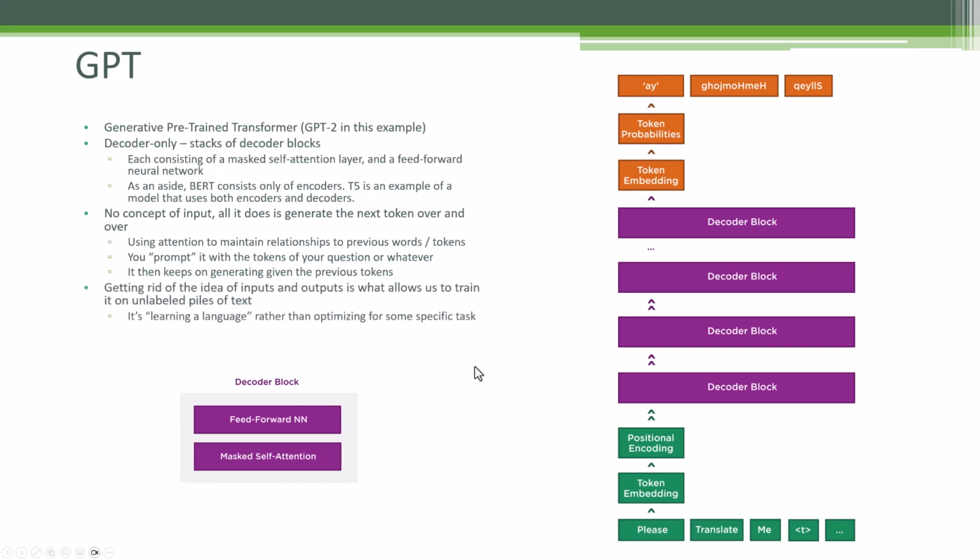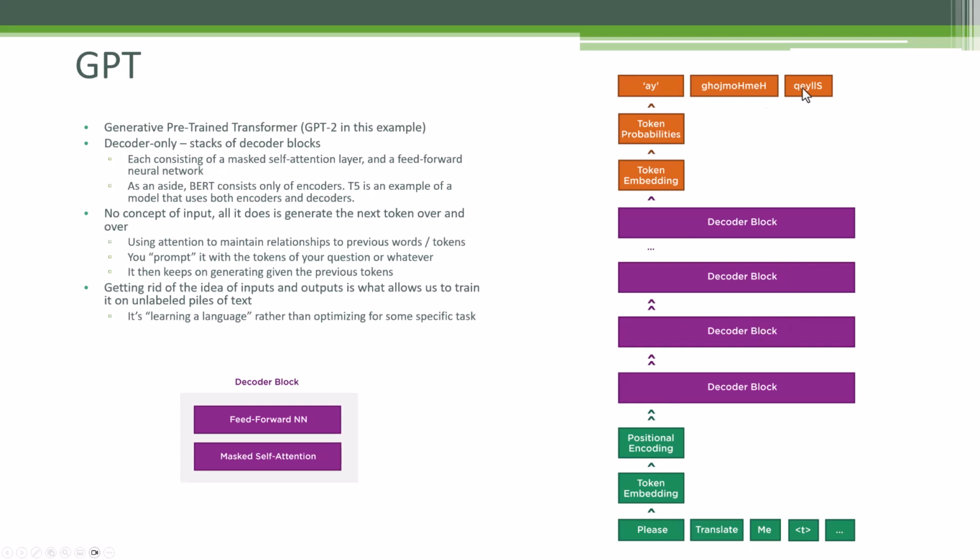And getting rid of the idea of inputs and outputs is a powerful concept in itself, because that allows us to train this system just on piles of unlabeled text. So if I give it a Wikipedia article, its job is to try to generate that Wikipedia article back one token at a time, given the beginning of it, right? So it becomes its own training data, its own evaluation data, if you will. And that allows it to learn a language, if you will, rather than optimizing for some specific task.